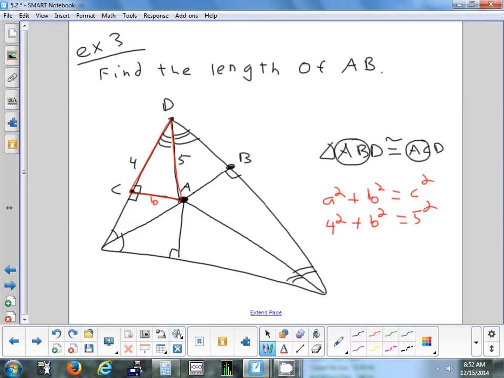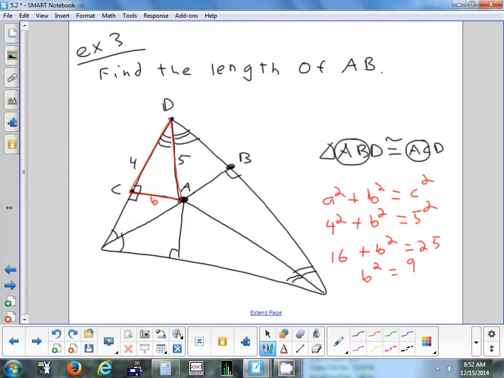It's pretty much exactly the same problem we did last time, except now I'm asking you to apply it to congruent triangles and find a length on the other triangle. But it's really the same thing. So we get 16 plus b squared equals 25. So when you bring 16 to the other side, b squared will equal how much? Yeah, that's equal to 9.